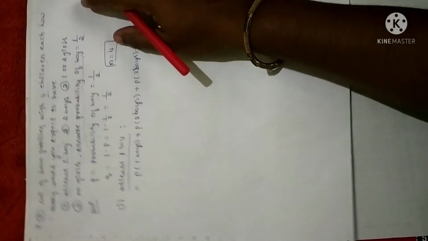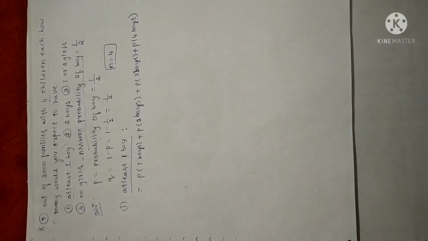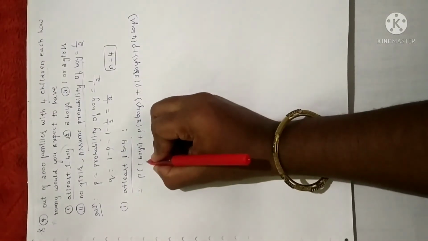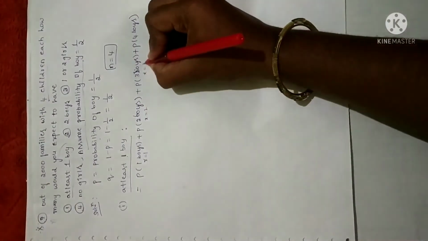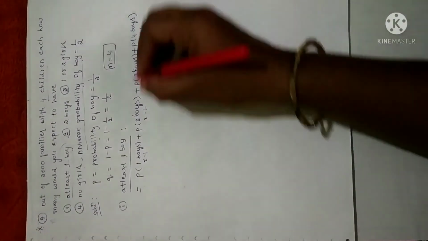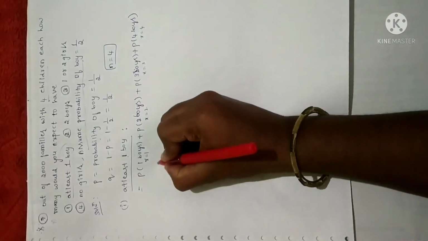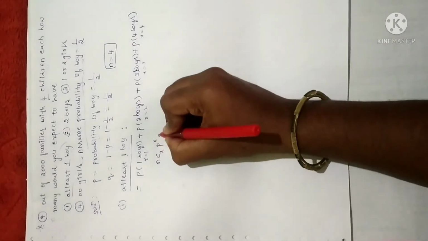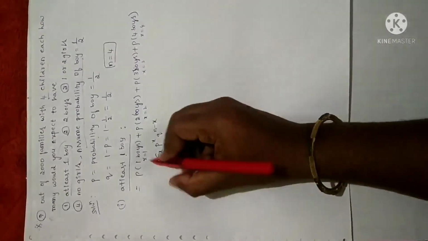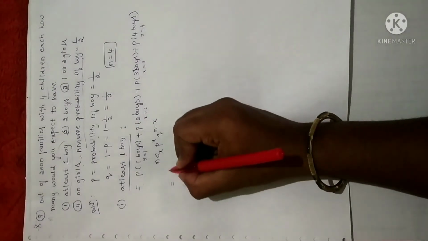Clear? Now the probability of 1 boy, second boy, third boy and fourth boy we need to calculate. So when I say probability of 1 boy, x will be equal to 1. Here x is equal to 2, here x is equal to 3, here x is equal to 4. So what is the formula to calculate it? Binomial distribution is nCx p power x q power n minus x. Now let me substitute. I'll just make use of the formula directly.